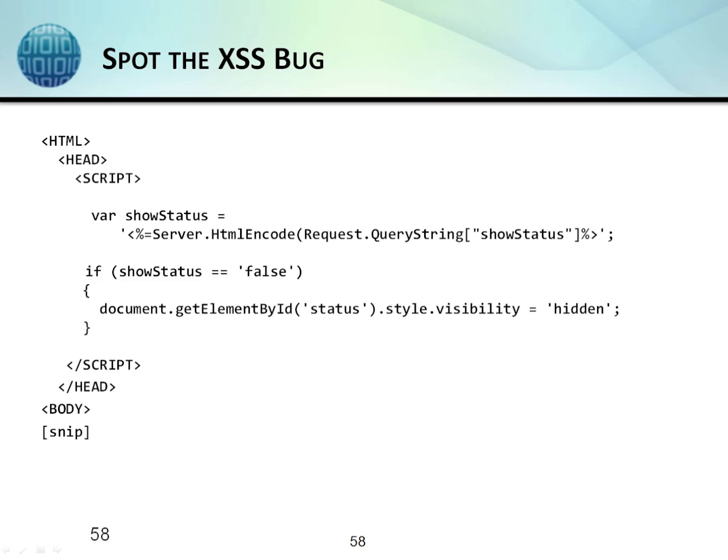But the difference here is that the input's actually being outputted into an existing script block. So all you really have to do here is inject a single quote, and then put in your JavaScript payload, and that'll execute. You don't need to inject any script tags or anything like that because you're already injecting within an existing script block. And most HTML encoding functions don't actually take into account a single quote character when encoding. Most of the time they'll just encode a double quote, but not a single quote.